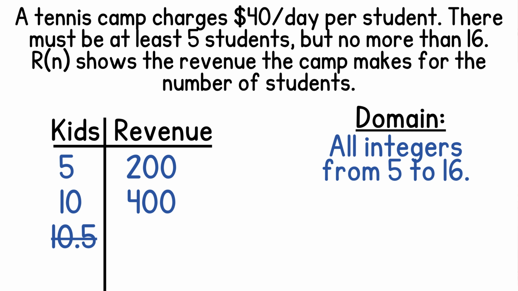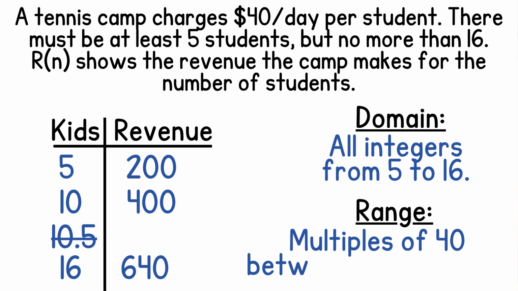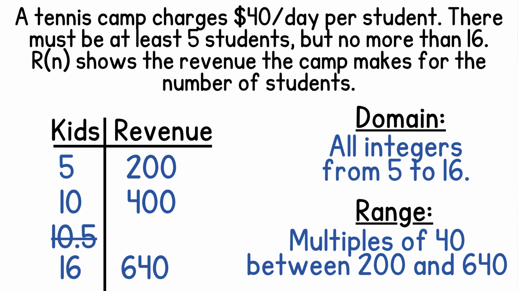Integers do not include decimal numbers. If we had the maximum number of kids at 16 and we multiplied it by the $40 per day, we would get a revenue of $640. So now we can see our range. Our range would be multiples of 40 between 200 and 640.